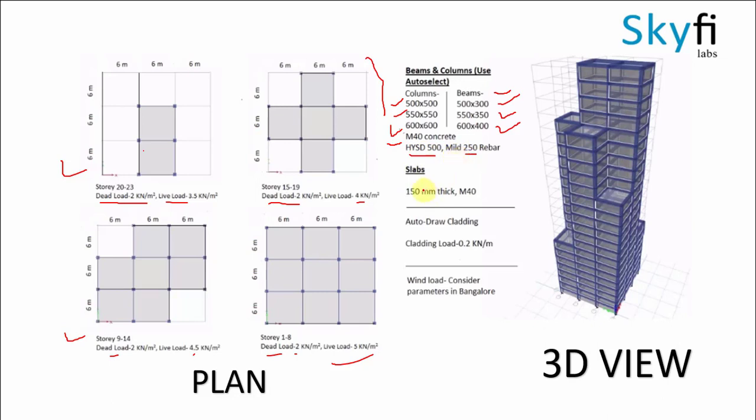The thickness of the slab that can be used in our building is 350 mm. The wall can be drawn with the help of the auto draw cladding tool, and the cladding load is 0.2 kN per meter. The wind load is considered for the Bangalore region. You can choose the wind velocity of any other region with the help of IS 875 Part 3.